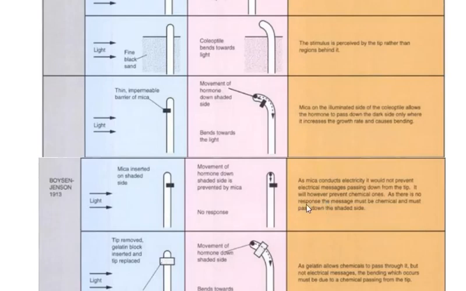Tuna experiment nini kutoka hapo? Manake mica is inserted on the shaded side. As mica conducts electricity, it would not prevent electrical messages passing down from the tip. So it will however prevent chemical ones, because mica can allow electric current to pass through it but cannot allow chemicals because it is impermeable. So if there is no response, the message must be chemical and must pass down the shaded side. So from this experiment we are concluding two things: that the message which is produced here is chemical, and the second thing is that it must pass downward on the shaded side.